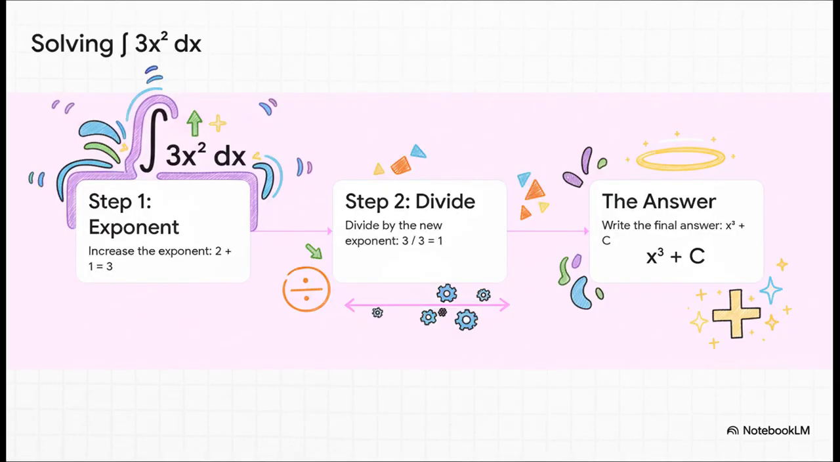Okay, so step 1, increase the exponent. Right now it's a 2, so we add 1, and that becomes 3. Easy enough. Step 2, divide the number out front, the coefficient, by our new exponent.